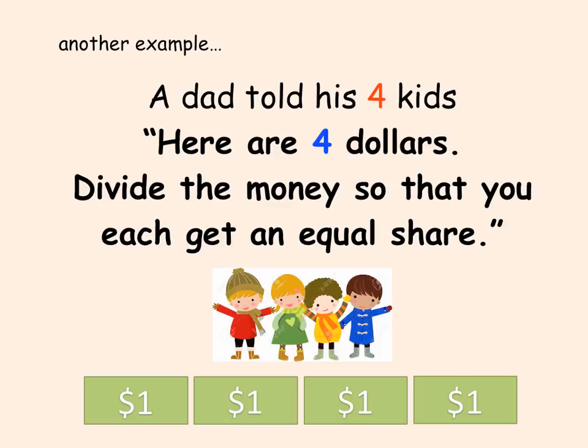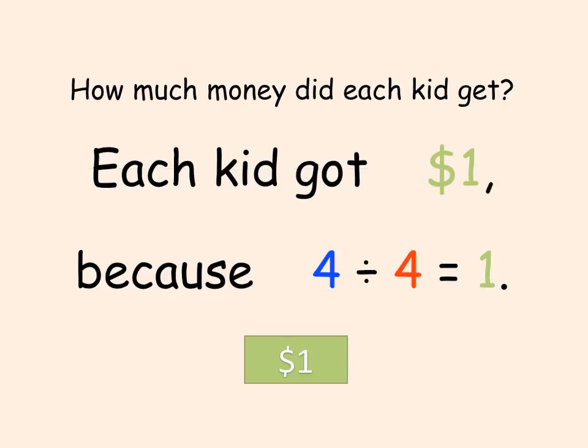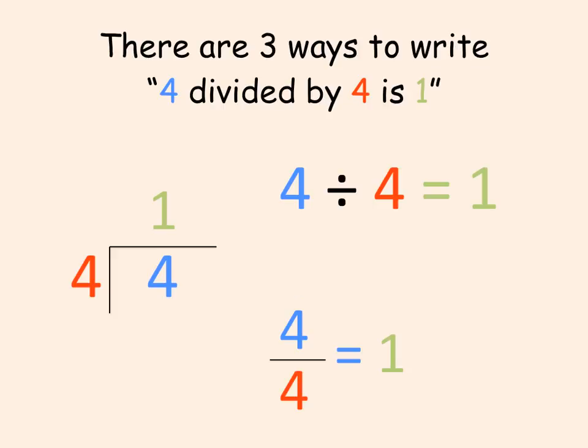Here's another example. A dad told his 4 kids, "Here are $4. Divide the money so that you each get an equal share." How much money did each kid get? $1, because 4 divided by 4 is 1. There are 3 ways to write 4 divided by 4 is 1. Here they are.